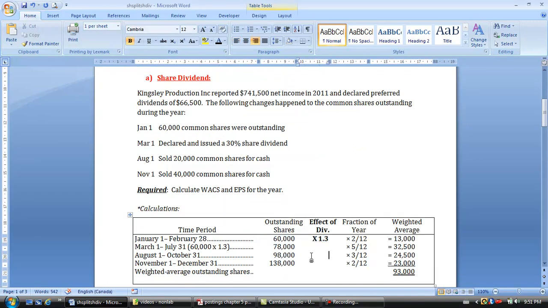If the split had occurred here, or if the share dividend had occurred here, then I got to multiply all of the previous periods. That would be 2 periods, this one and this one, by 1.3. So whenever you see that share dividend or share split, whatever it is, but in this case dividend happening, go back to all the previous periods, in this case we only have 1, and multiply it by 1 plus the share dividend multiple, which is 30%, or in this case times 1.3.